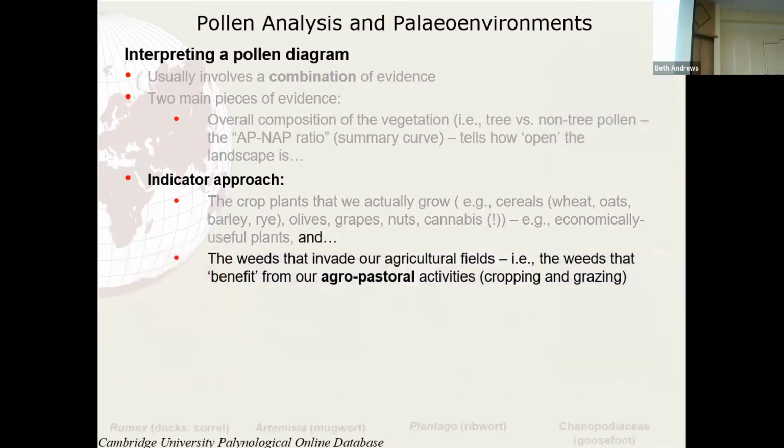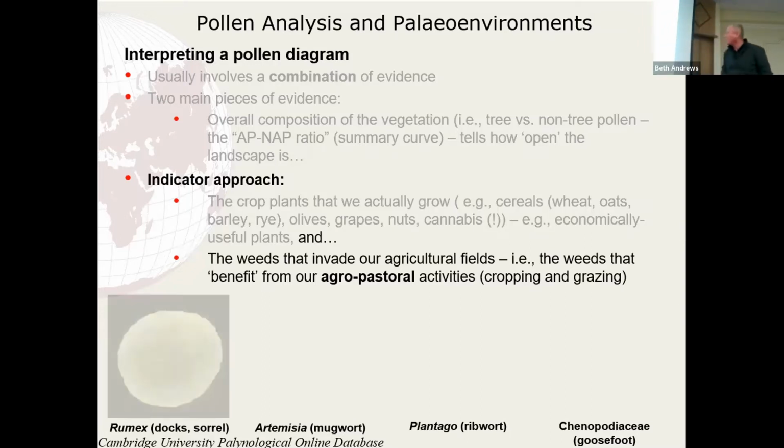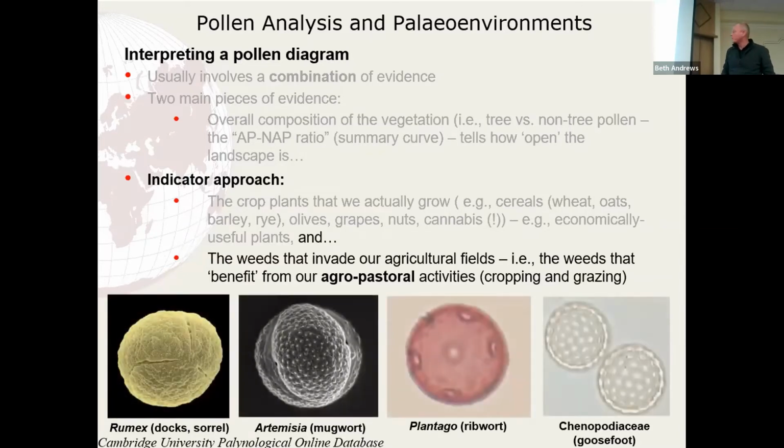And then the other range of pollen grains that tell us about what's happening on the landscape are the weeds that invade our agricultural lands, our fields. So these are the weeds that benefit from our agro-pastoral activities, including cropping and grazing. And if you just click through now, some of the weeds come up. They're all very distinctive. That's probably my favourite pollen. It's goosefoot, Chenopodium, and it looks a bit like a golf ball.